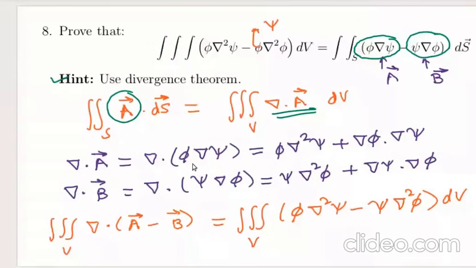You are taking the divergence of this overall function. Firstly, we can keep the phi outside and take the divergence of gradient of psi. It will be del square psi. Then you can operate this del operator on phi only, so it will be the gradient of phi dot grad psi. So this will be your divergence of A. Similarly, you can find the divergence of B also. This will be given by this expression.